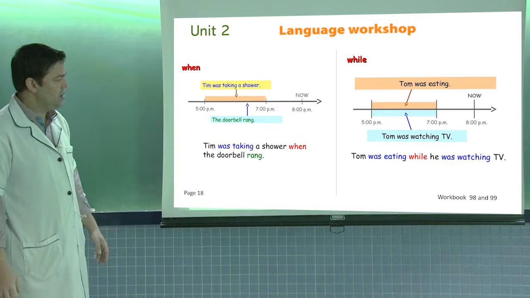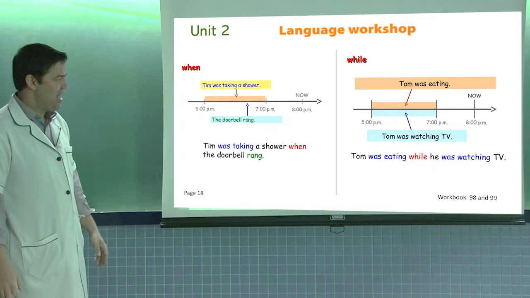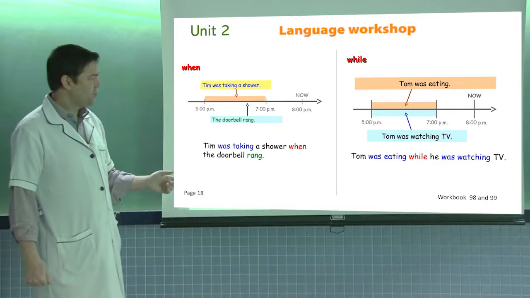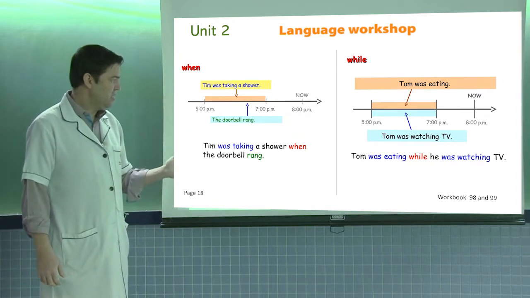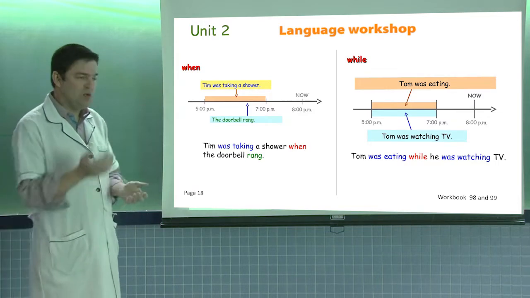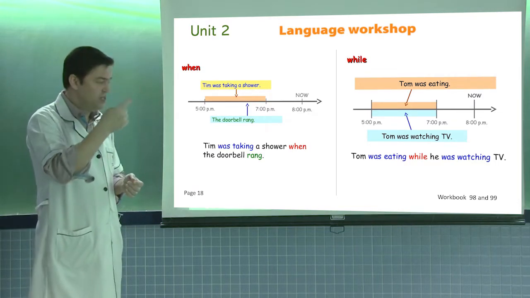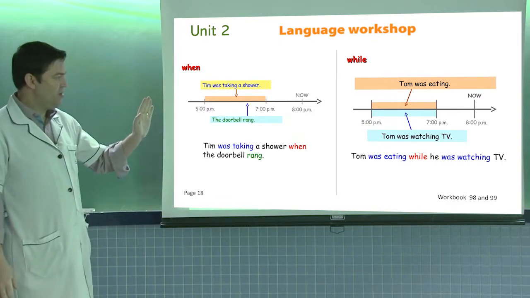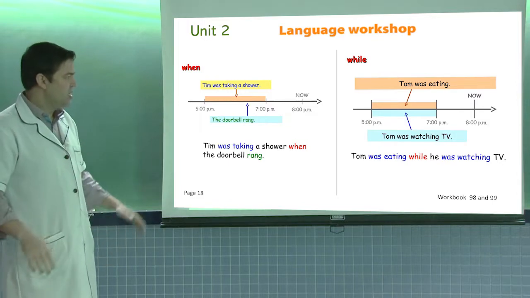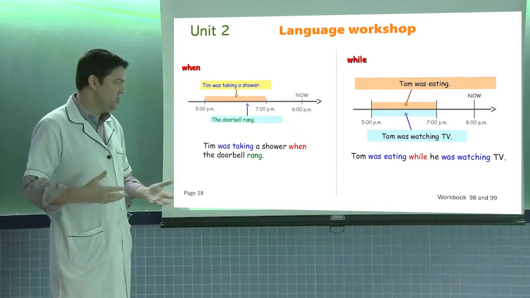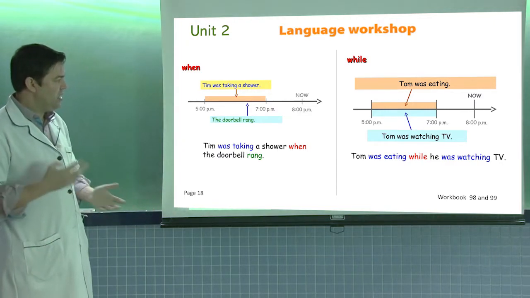Tom was eating while he was watching TV. So I have two actions happening at the same time. I have Tom, he was doing something, and then at the same time he was doing something different, yes? So he was eating and he was watching TV. So two actions happening at the same time. So from 5 to 7, Tom was eating, and from 5 to 7, Tom was watching TV. That's why I have this situation there in the sentence.